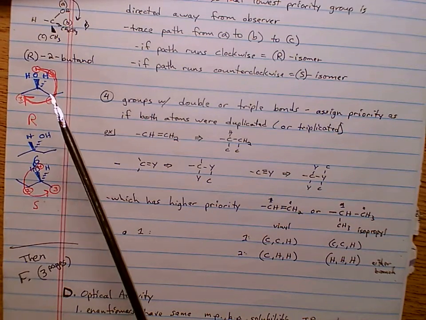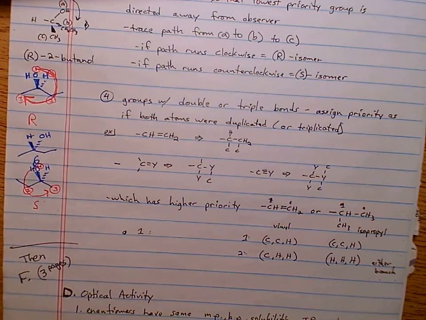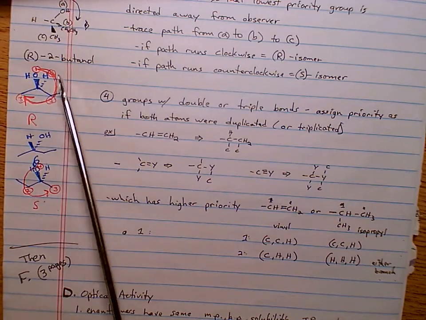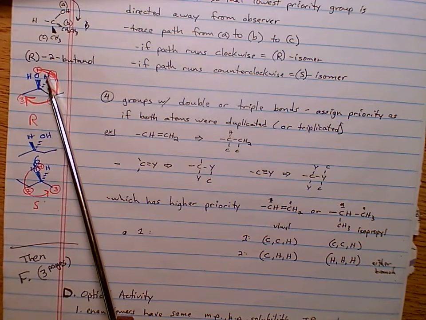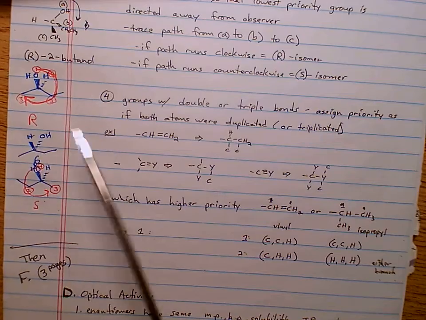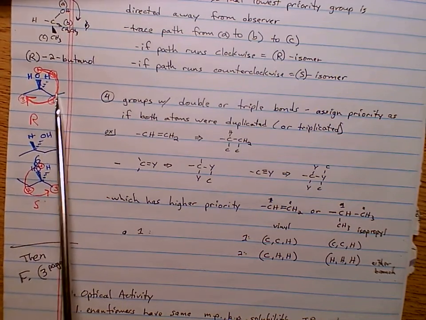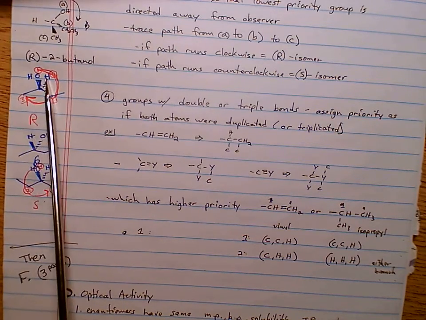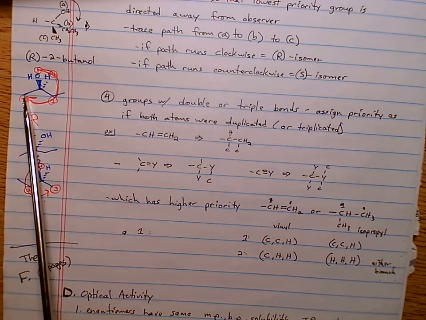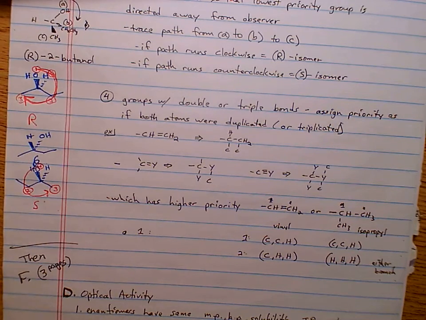The other way that usually is easier is just switch any two groups on the chiral carbon. Here's a chiral carbon. I switch the OH and the H. I draw the enantiomer. I could have switched the ethyl and the methyl, leave the OH coming out and the H going back, switch the ethyl and the methyl, and that would be the enantiomer.